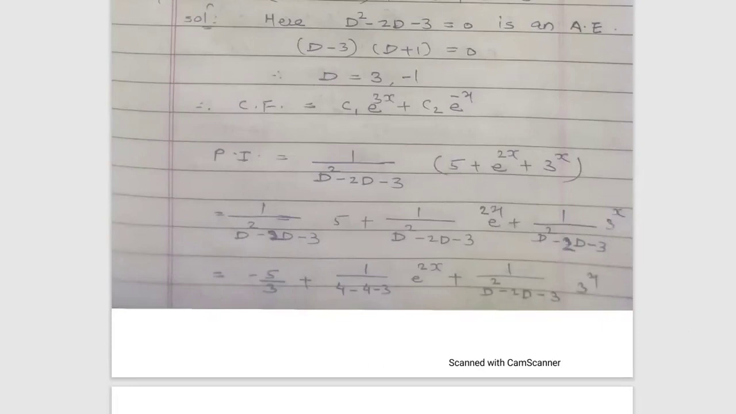So from this step, the first term is minus 5 by 3 as it is. Now simplification of the second term: 4 minus 4 is 0, minus 3 is the non-zero term. So 1 upon minus 3, that is minus 1 by 3, and the function e to the power 2x as it is. Plus, replace every D by log of 3: 1 upon log of 3 whole square minus 2 into log of 3 minus 3, into 3 raised to x. So this is the PI for the given LDE.